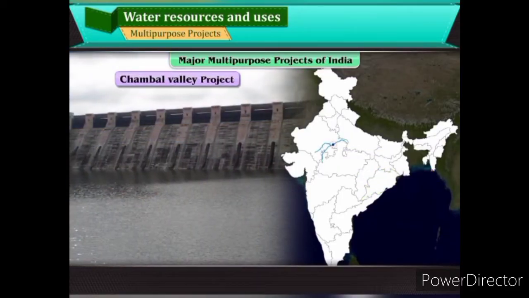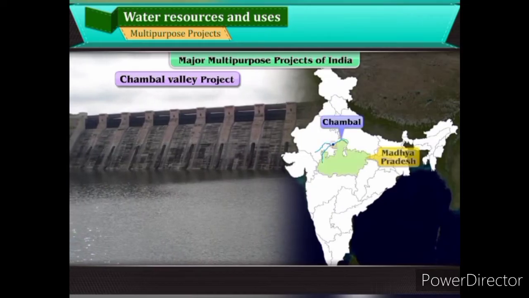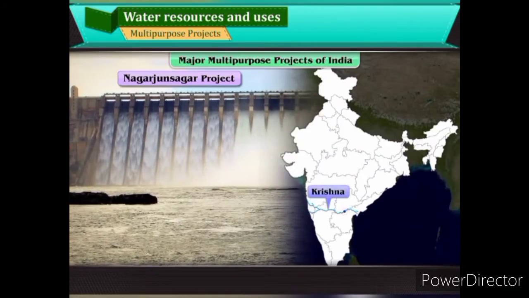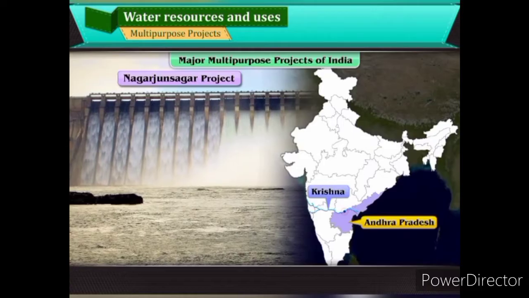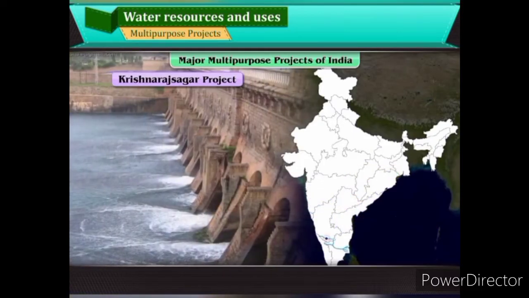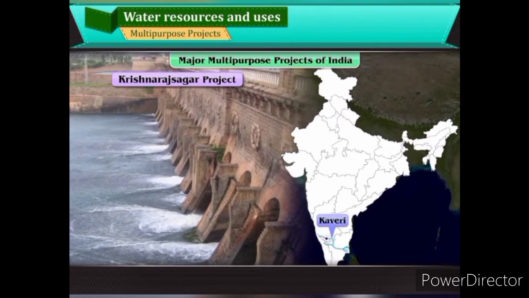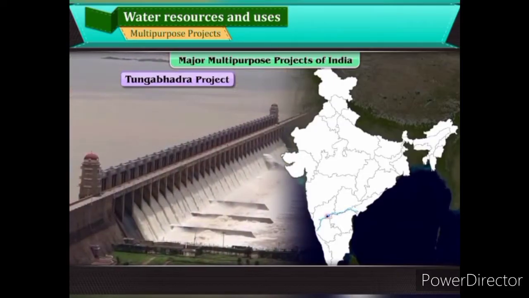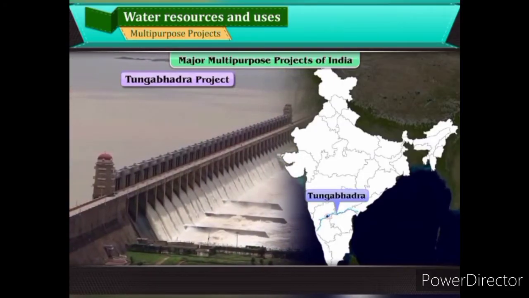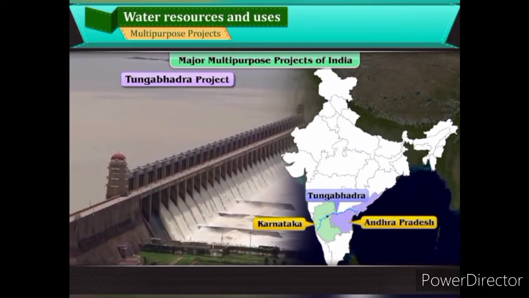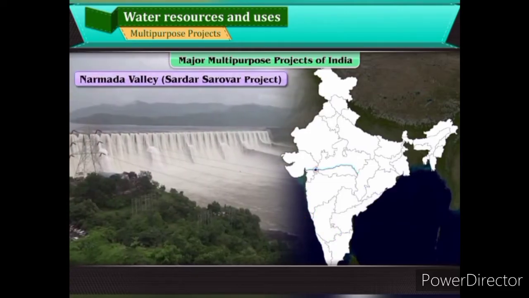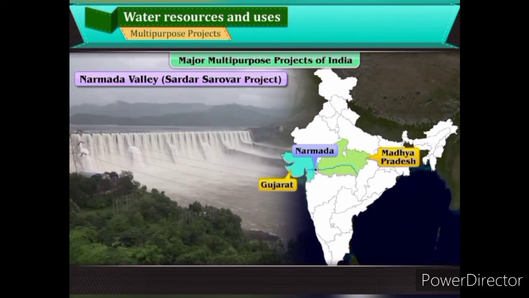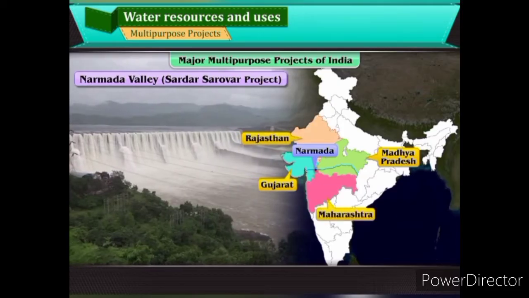Chambal Valley project, River Chambal, benefited states Madhya Pradesh, Rajasthan. Nagarjun Sagar project, River Krishna, benefited states Andhra Pradesh, Telangana. Krishnaraj Sagar project, River Kaveri, benefited states Karnataka, Tamil Nadu. Tungabhadra project, River Tungabhadra, benefited states Karnataka, Andhra Pradesh. Narmada Valley Sardar Sarovar project, River Narmada, benefited states Madhya Pradesh, Gujarat, Rajasthan, Maharashtra.